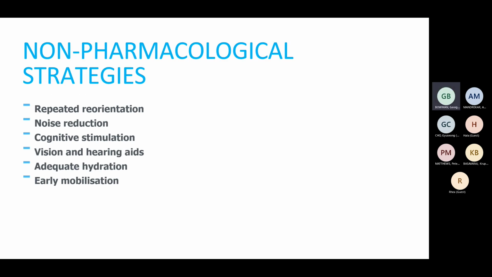So these are some of the things that they were doing to help prevent delirium. So reorientating patients, reducing noise, making sure that people can hear and see as they should do, giving them hearing aids, etc., and many other things.